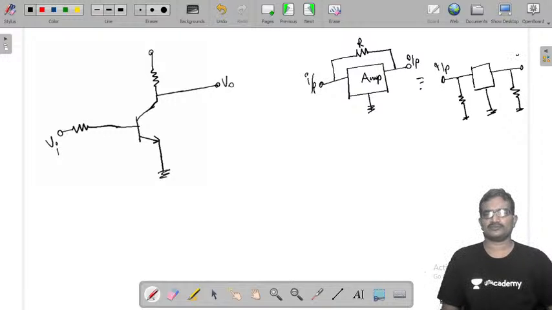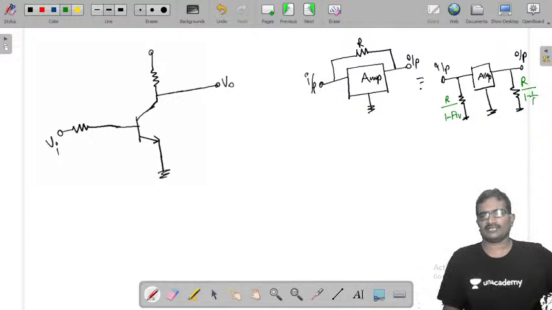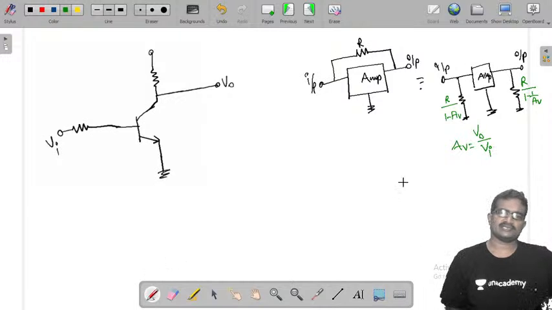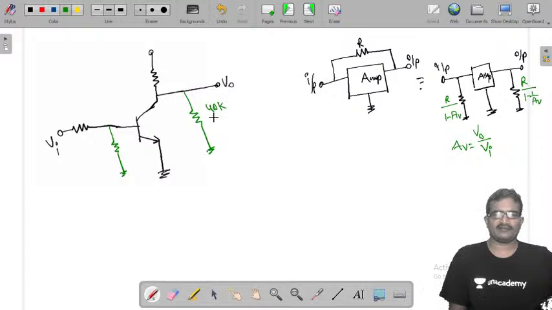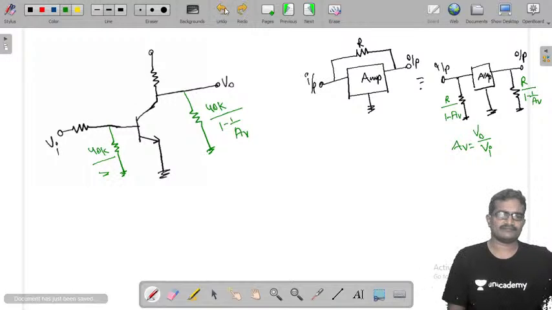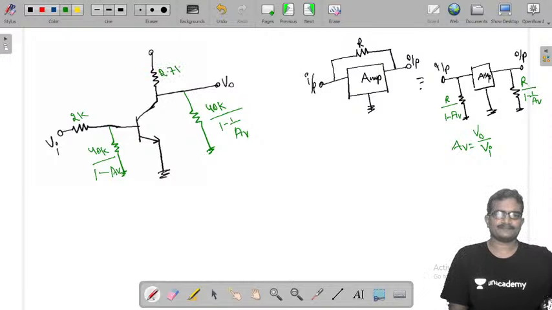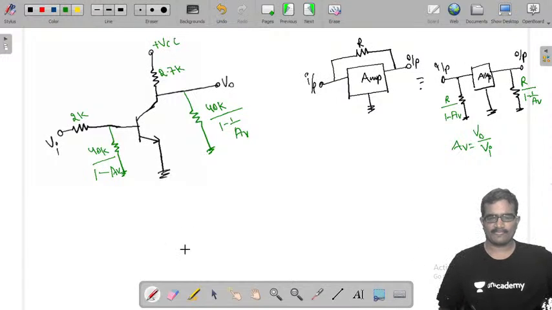This is input and this is output, same amplifier. Now its value at input is R by 1 minus voltage gain, where AV is voltage gain, output voltage by input voltage, V0 by Vi. The same thing I am applying. Here we have 40 kilo ohms. I take its equivalent here and its equivalent here also. At the input it is 40K by 1 minus AV, and at the output it is 40K by 1 minus 1 by AV. So this is 2K, and 2.7K is given.